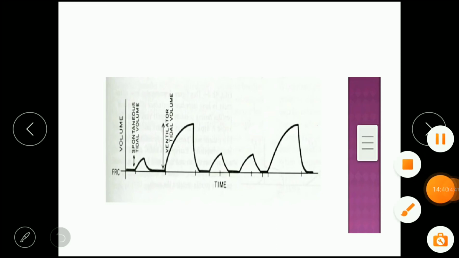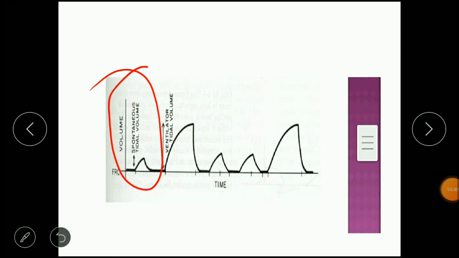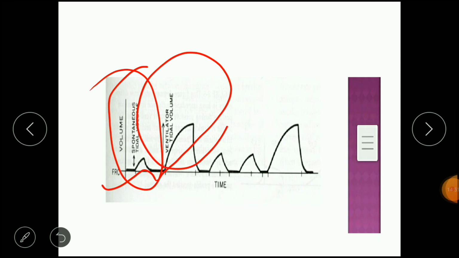The graph shows tidal volume. The patient has just started breathing, and then the machine adjusts the preset tidal volume to the patient; that is the ventilator tidal volume shown. Here this is delivered by a mechanical ventilator in IMV, and here is the patient's spontaneous breathing.